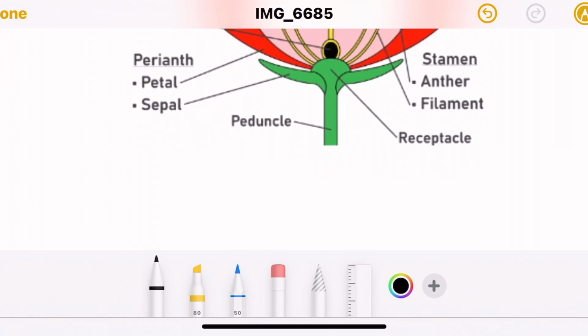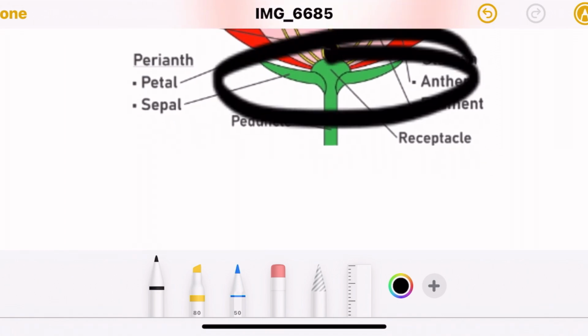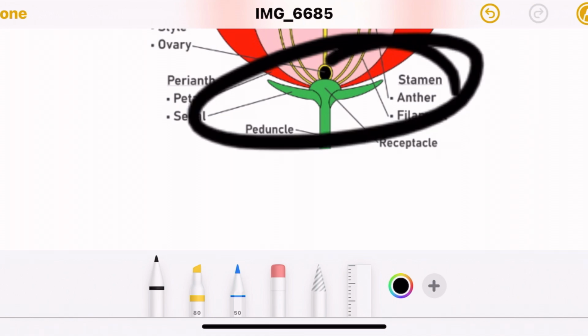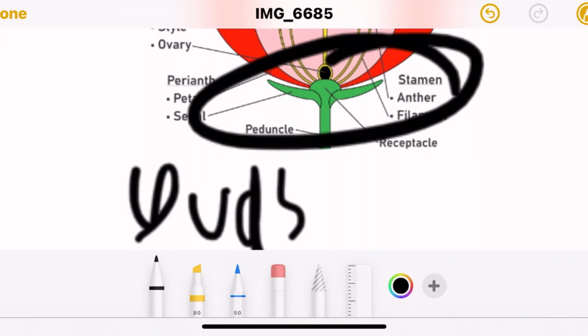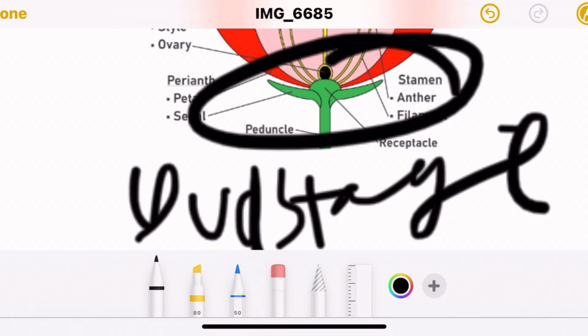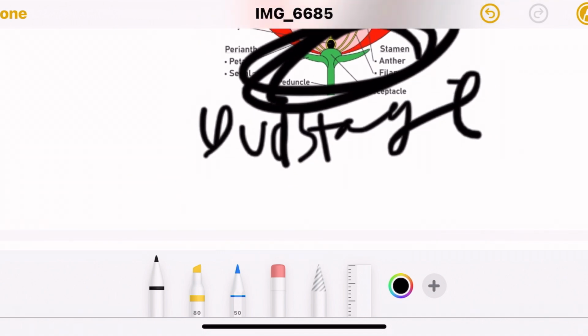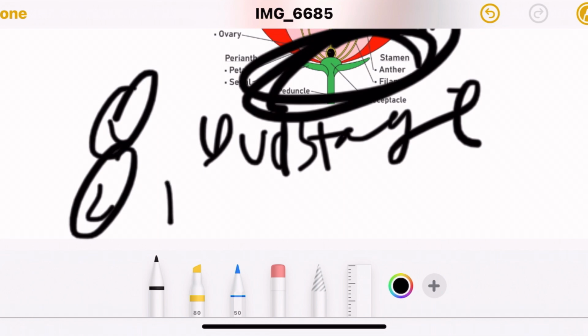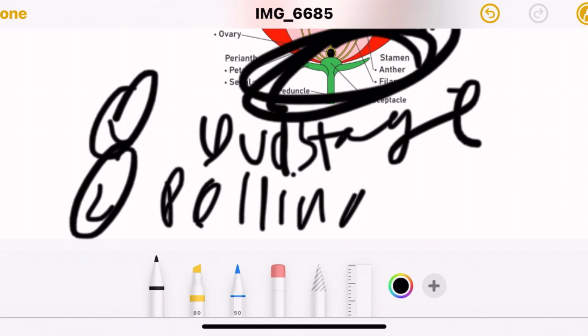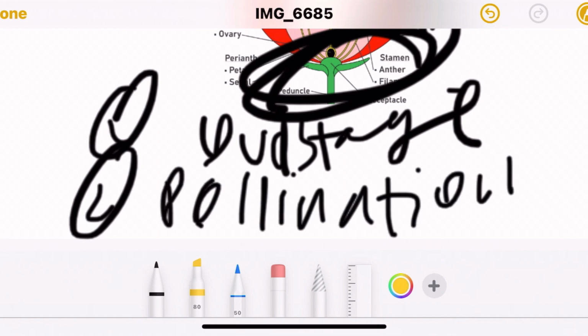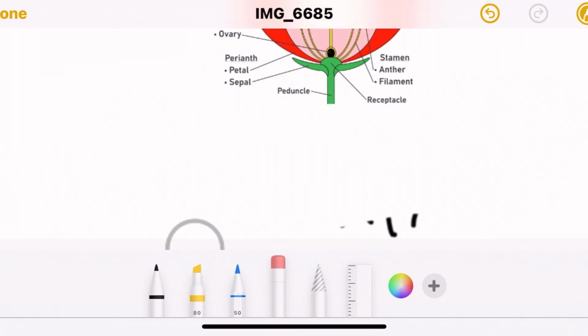Usually they are not. Usually they are just bland green color, and the most common function of them is to protect the flower in its bud stage. But sometimes they are colorful and help in pollination. This is very rare, it does not happen very often, but it does happen.